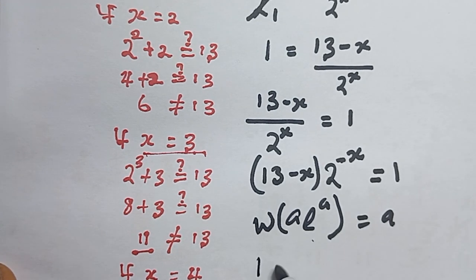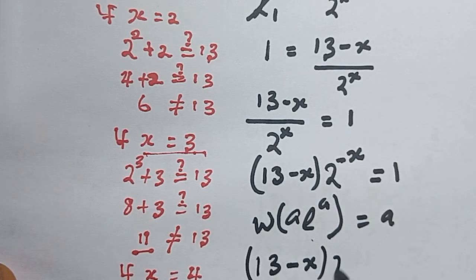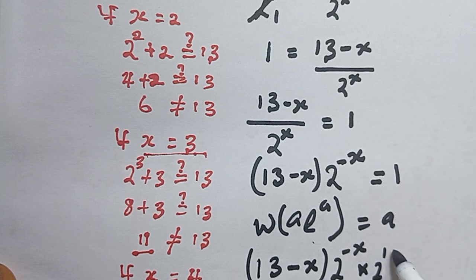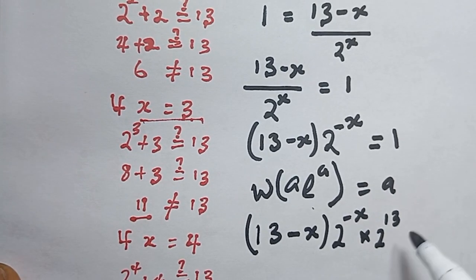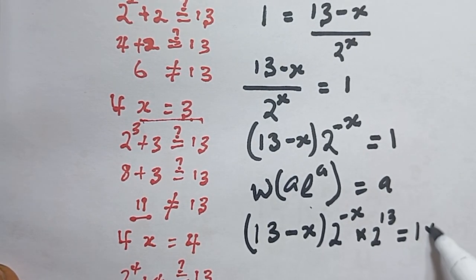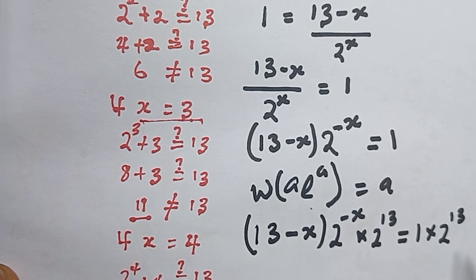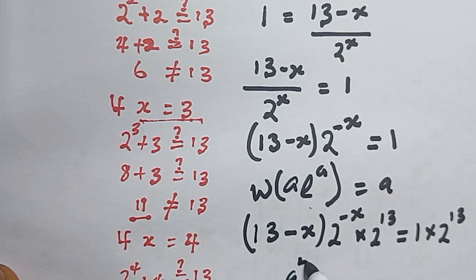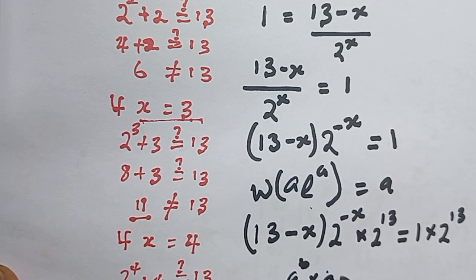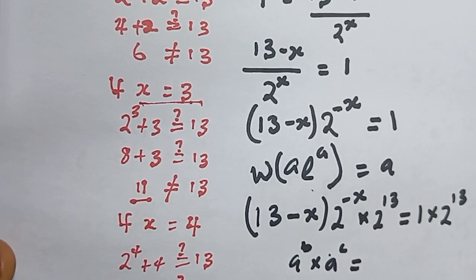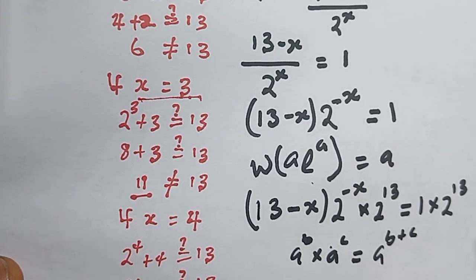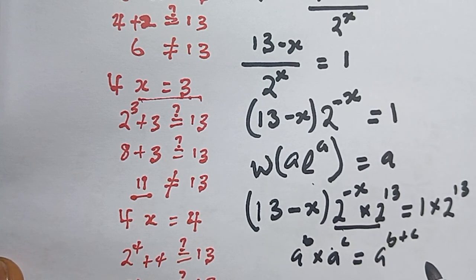So I can go ahead to multiply both sides by 2 power 13, multiplied by 2 power 13, and then is equal to 1 multiplied by 2 power 13. And of course, in indices, when you have a power b multiplied by a power c, you can write these as a power b plus c. So you can see we've got similar stuff right here.